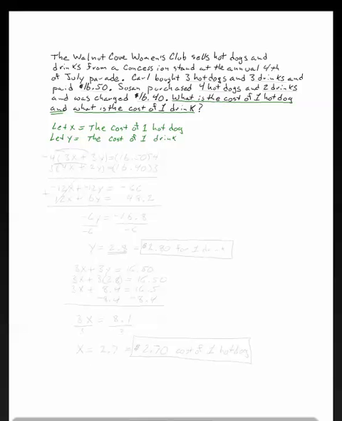So now that we know what our variables represent, we have to go back through and see what information they've given us and how we can use that to create our equations. So it says Carl bought 3 hot dogs and 3 drinks and paid a total of $16.50. So we have 3 hot dogs, and our hot dogs represent x. So 3x plus 3 drinks, so that's 3y, and his total came to $16.50. Then it says Susan purchased 4 hot dogs and 2 drinks and was charged $16.40. So that's 4 hot dogs, so 4x, plus 2 drinks, so 2y, equals $16.40.